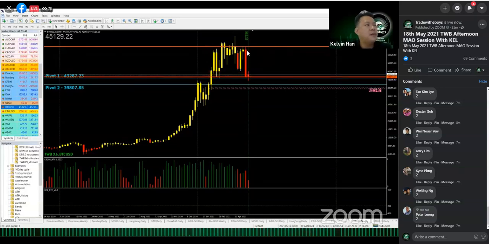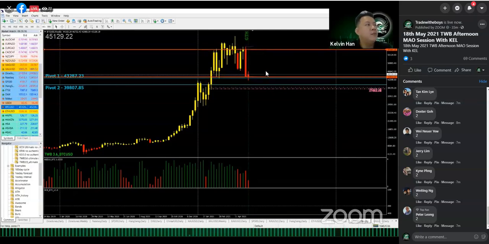Then after that, I just check what's the distance between the two lines. There's about 14,000. So why am I doing this? Because if the market is to drop, there is a small possibility that the market may drop 18,000. So which means that 44,000 minus 18,000, what do you get? Big numbers, right?